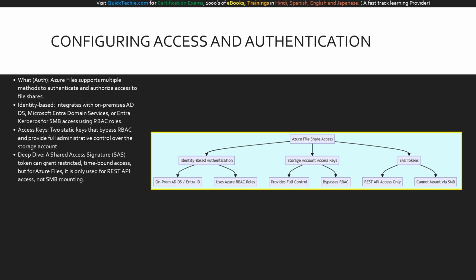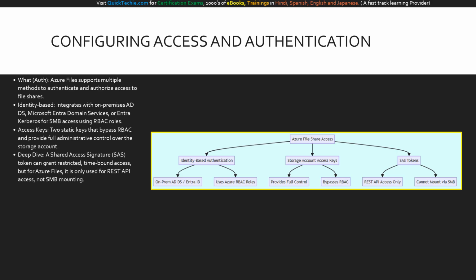This flowchart breaks down the 3 authentication paths for an Azure file share. The left path shows identity-based authentication, which connects to your directory services like ADDS or Entra ID and securely applies Azure RBAC roles for access control. The middle path represents storage account access keys. Notice that this path provides full control and completely bypasses RBAC, representing a higher security risk if shared improperly. The right path covers SAS tokens. The distinct limitation highlighted here is that SAS tokens are restricted to REST API access only and cannot be used for traditional SMB mounting.